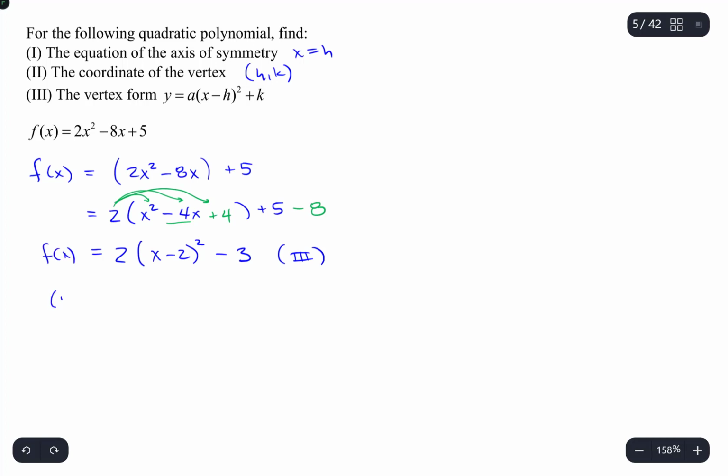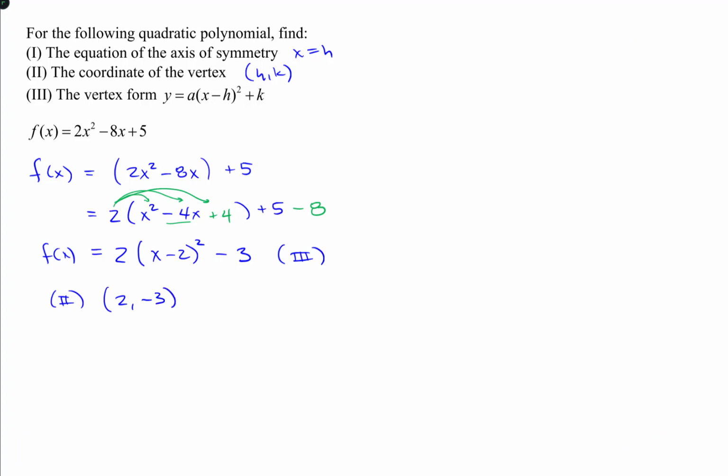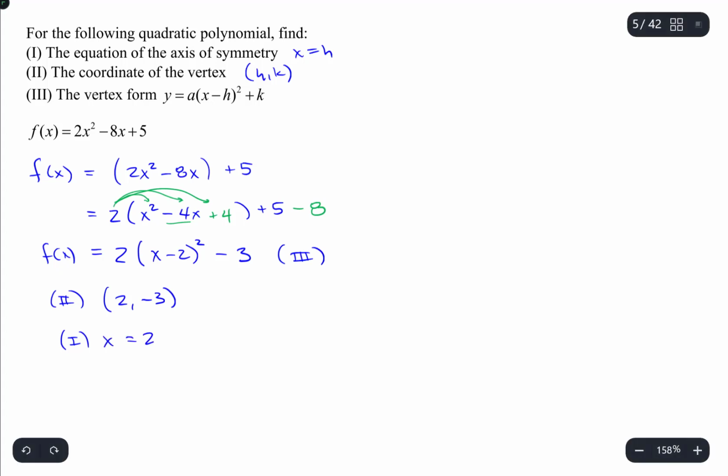Okay, and then the result for part 2, the vertex, we can just get directly from this form. So it's 2, negative 3. Remember, we take the opposite of the value here and the literal of this one, just because of the way the formula is constructed. And the answer to part 1, the axis of symmetry, is x equals the x coordinate of the vertex. It's just a vertical line going through the vertex. So x equals 2.